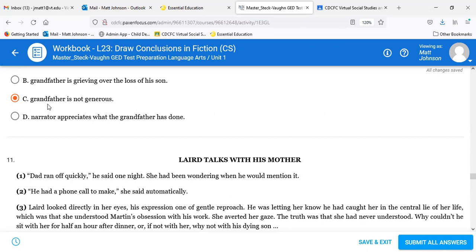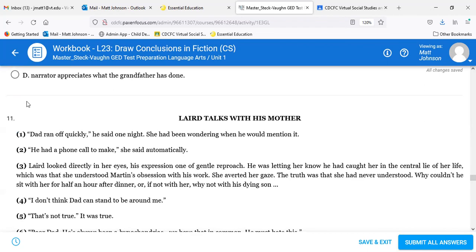Dad ran off quickly, he said one night. She had been wondering when he would mention it. He had a phone call to make, she said automatically. Laird looked directly in her eyes, his expression one of gentle reproach. He was letting her know he had caught her in the central lie of her life, which was that she understood Martin's obsession with his work. She averted her gaze. The truth was that she had never understood. Why couldn't he sit with her for half an hour after dinner? Or, if not with her, why not with his dying son?